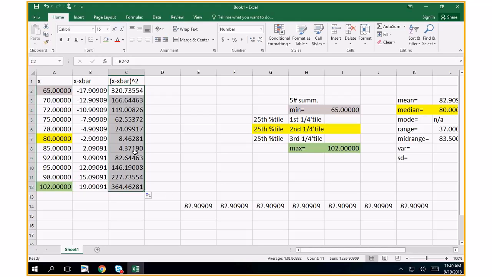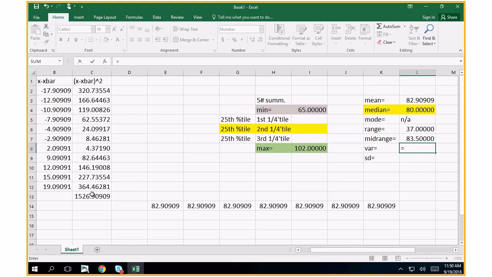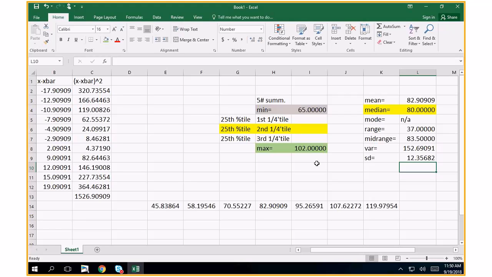And then what are we going to do with all those numbers? Add them up. I'm just going to hit sum. And that is the numerator of your variance. So I go over here and hit equals this number divided by, what's 11 minus 1? 10. And there's those numbers. Now I take the square root of that, which means I raise that to the 1/2 power. So that's equal to this number raised to the 0.5 power. And that's my standard deviation.